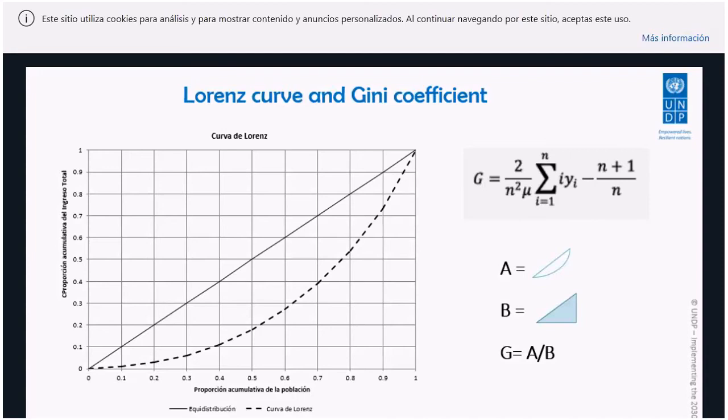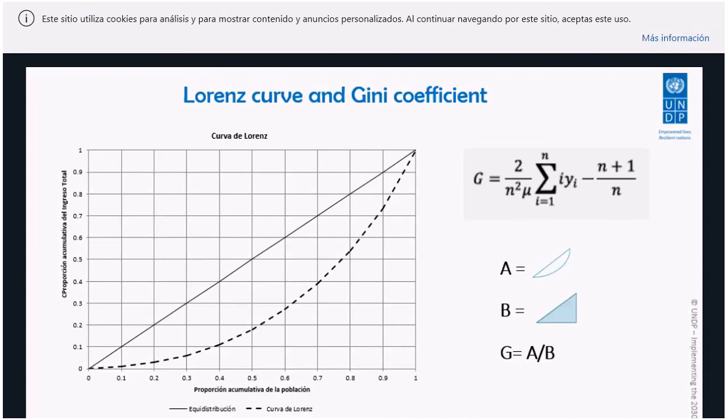So what happens in a hypothetical society where everyone has the same income? In that case, the cumulative proportion would be this line that is called the equidistribution line, that goes from 0,0 to 1,1, from the lower left-hand side corner to the upper right-hand side corner. That is the equidistribution line. And the Lorenz curve goes below that equidistribution line. And how far below depends on how unequal the income distribution is.